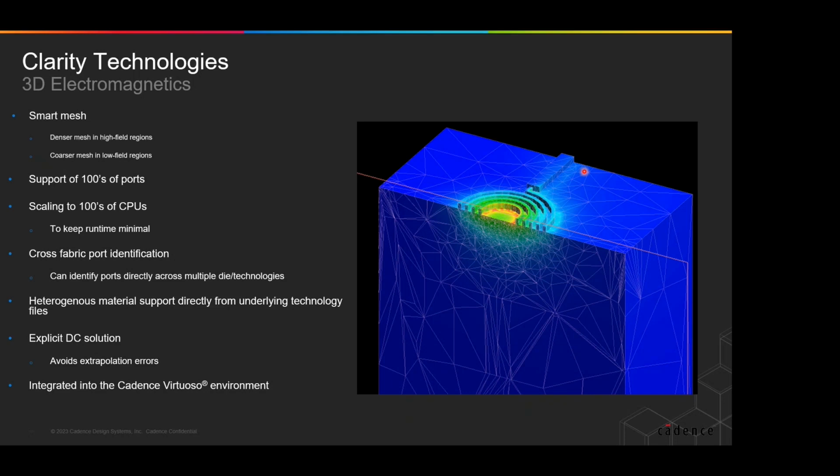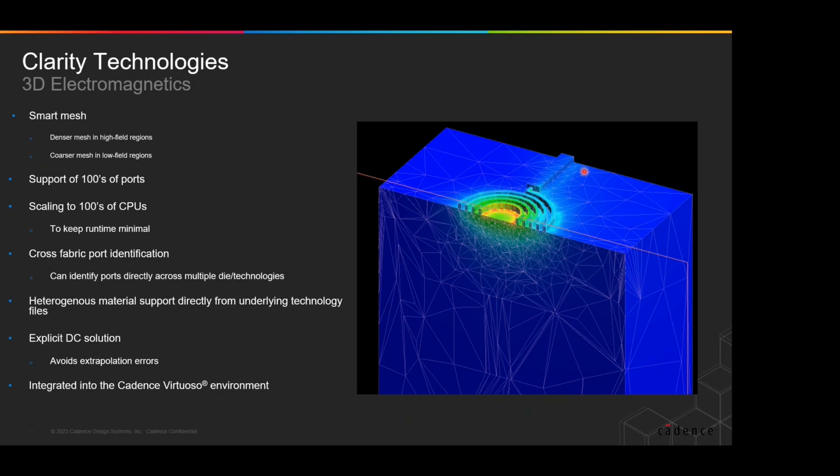It supports hundreds of ports and hundreds of CPUs. Really, Clarity has some pretty breakthrough technology, which allows the problem to be split across hundreds of CPUs in a way where not one machine has a very large memory requirement. It supports cross-fabric port identification. That's the feature I was mentioning earlier, where you can click on metallization in the IC and have that included in your 3D EM simulation directly.